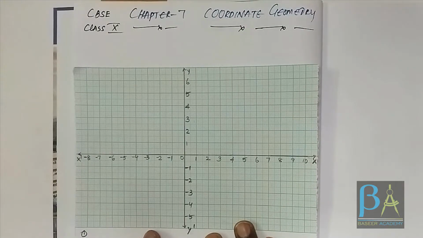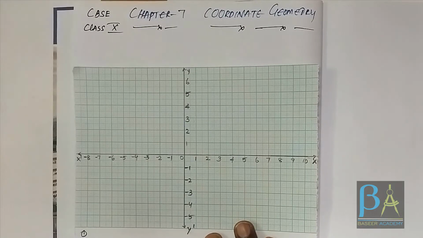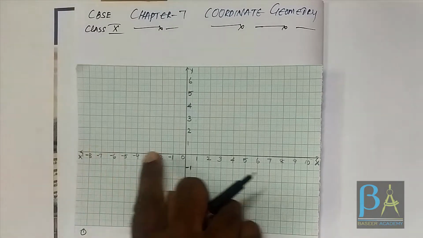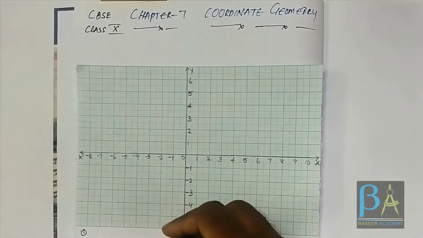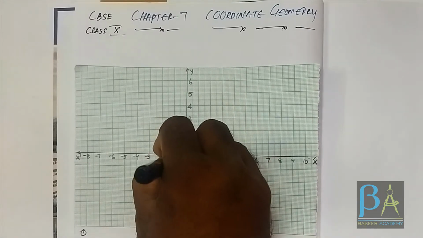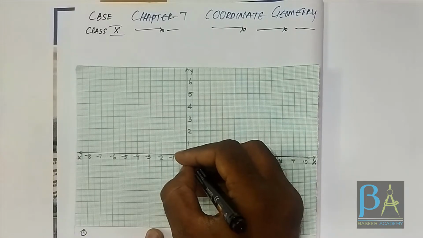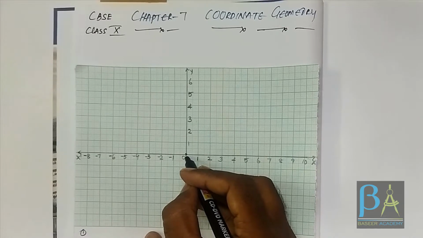Coordinate geometry is a branch of geometry where the position of the points on the plane is defined with the help of an ordered pair of numbers, also known as coordinates. The x-axis and the y-axis are known as the coordinate axes. They meet at a point which we call the origin. And the coordinates of the origin are obviously 0, 0, isn't it? Because at the origin, the x coordinate is 0 and the y coordinate is also 0.